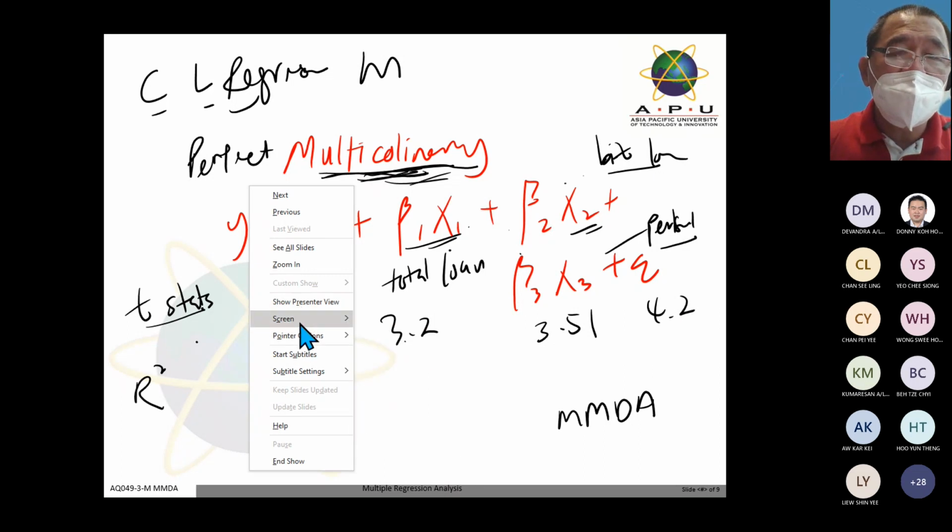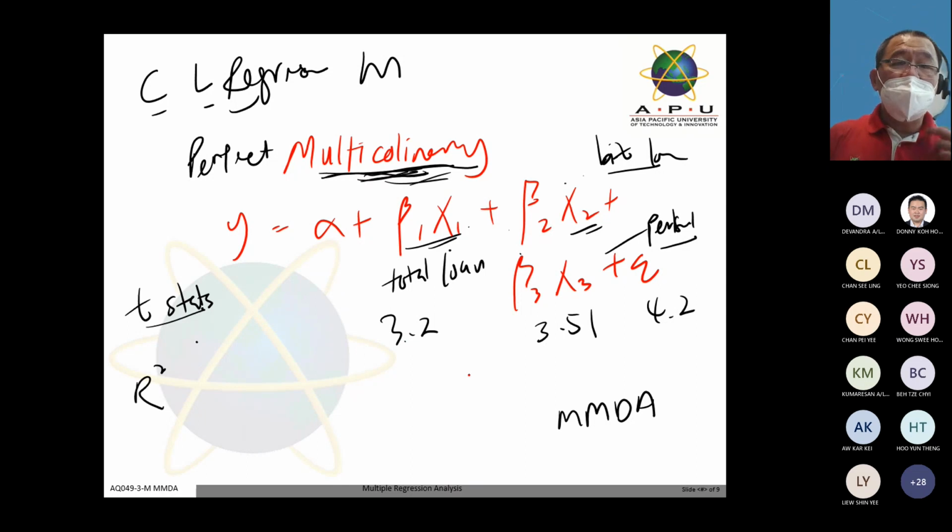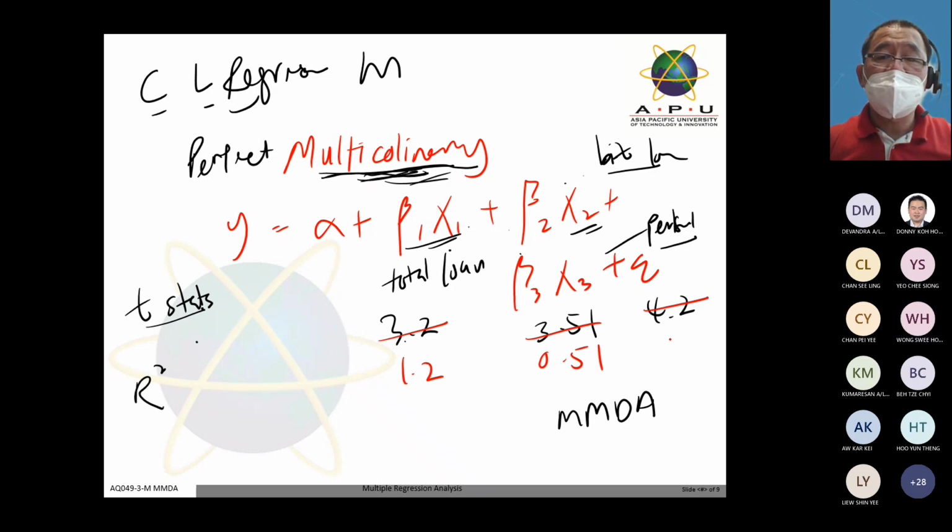But the problem of multicollinearity will affect the t-statistics. Example, it makes it become only 1.2, it makes it become 0.51, and maybe 1.61 like that. Okay, because of the problem.